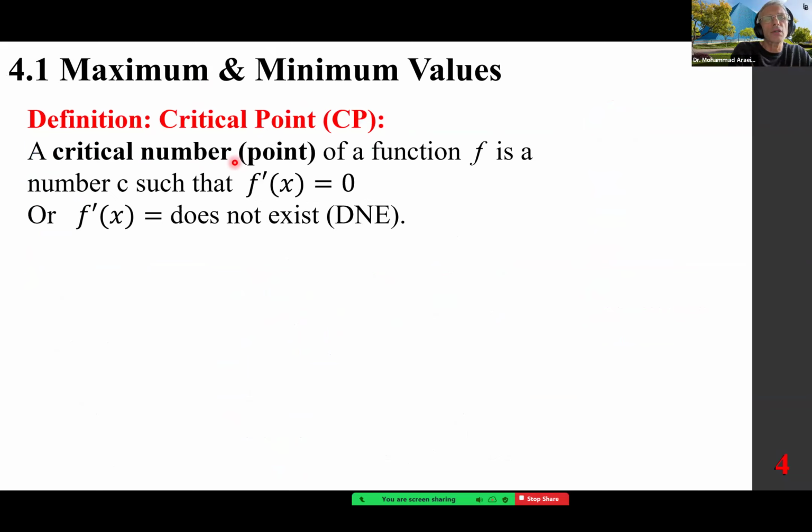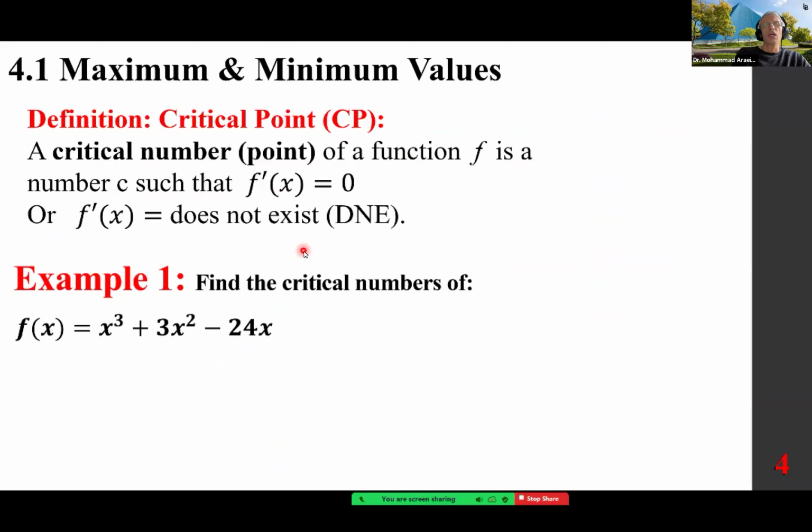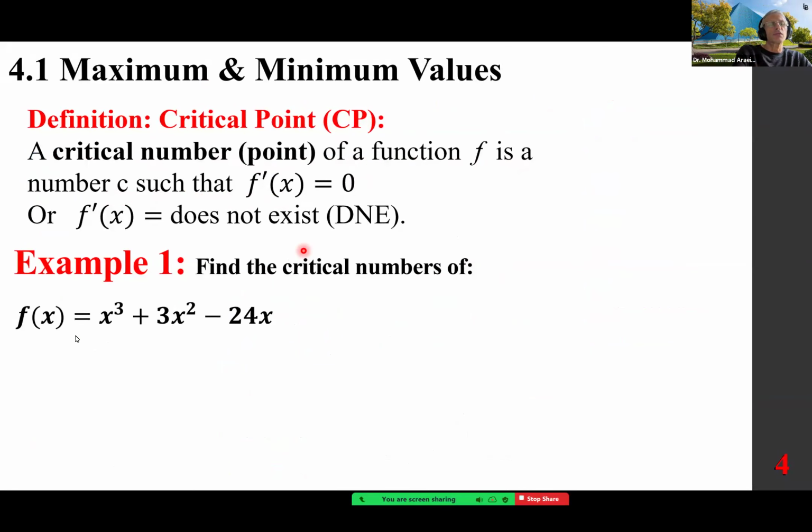Now, maximum 4.1 maximum and minimum values, definition, critical point, or short CP, is defined as a critical number or point of a function f is a number c such that f prime is 0 or f prime does not exist. And we want to find the critical numbers for the function f of x equals x cubed plus 3x squared minus 24x. The process is as follows.